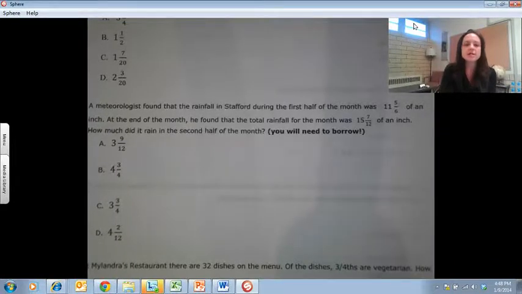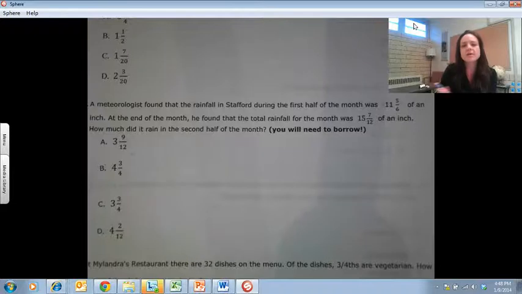So the question on the review says, a meteorologist found that the rainfall in Stafford during the first half of the month was 11 5/6 of an inch. At the end of the month, he found that the total rainfall for the month was 15 7/12 of an inch. How much did it rain in the second half of the month? Okay, and I put you're going to need to borrow, so you obviously knew that in this particular case it was subtraction. But let's take a look at what's happening.